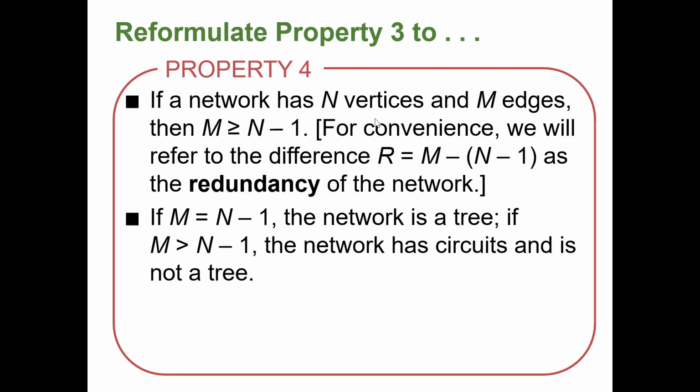For convenience, we will refer to the difference r equals m minus (n minus 1) as the redundancy of the network. So n minus 1 is how many edges you absolutely need to be connected. m is how many edges you have, and if you take the difference of the two, you'll have how many extra edges. So if m equals n minus 1, the network is a tree. If m is greater than n minus 1, the network has circuits and is not a tree.